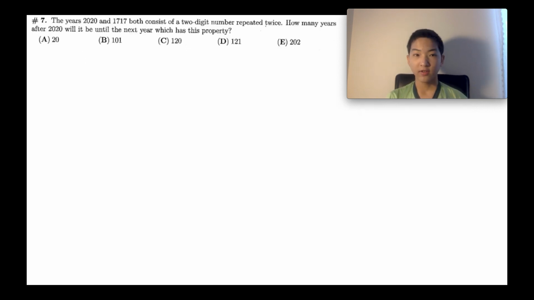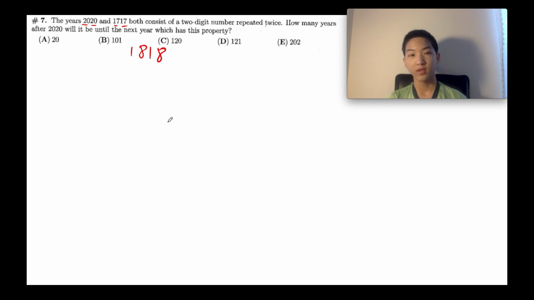For question 7, we first need to make sure that we understand what the question is asking for. So the years consist of a 2-digit number repeated twice. So we have 2020, 1717. So we need to find the next year that has this property. So first we notice that years in such a fashion are just a 2-digit number repeated. So we have 17 repeated twice, 20 repeated twice. If we had the 2-digit number 18, we could have 18 repeated twice.